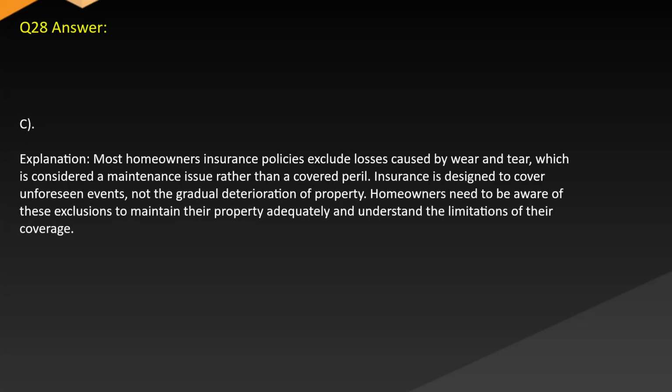Answer C. Explanation. Most homeowners insurance policies exclude losses caused by wear and tear, which is considered a maintenance issue rather than a covered peril. Insurance is designed to cover unforeseen events, not the gradual deterioration of property. Homeowners need to be aware of these exclusions to maintain their property adequately and understand the limitations of their coverage.